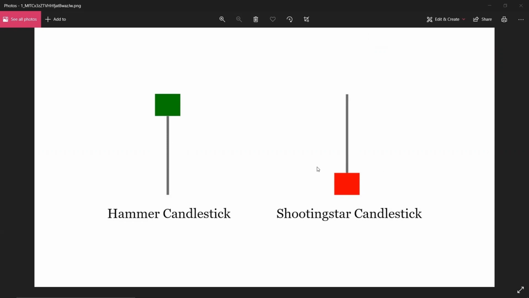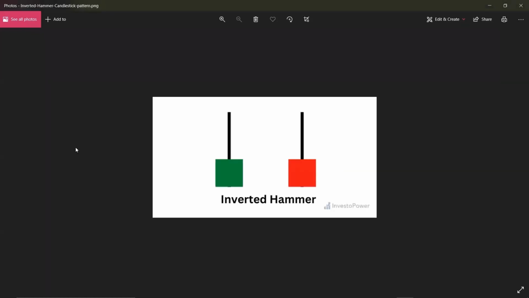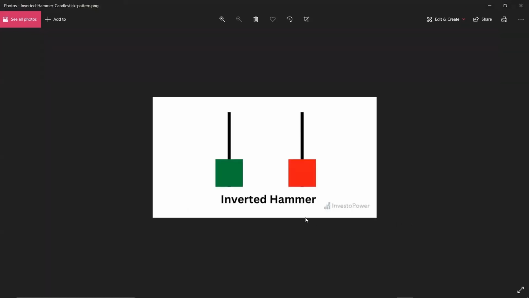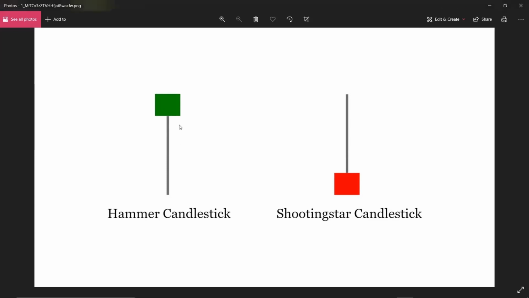It's also an inverted hammer, right? This is also an inverted hammer, because if you look at this, there's no difference between this red one here and this one here. It's the same thing, right? So you can call it a shooting star. I prefer to call it an inverted hammer, right? So this is a hammer inverted. It's basically this hammer here inverted. That's why it's called an inverted hammer.